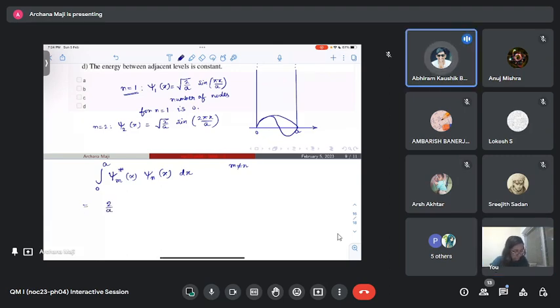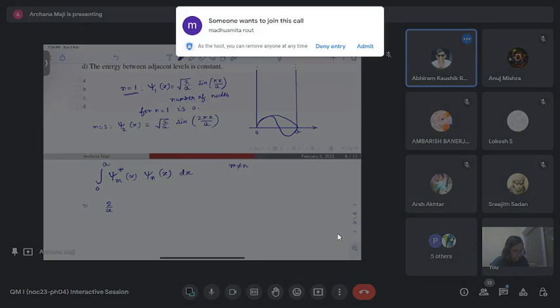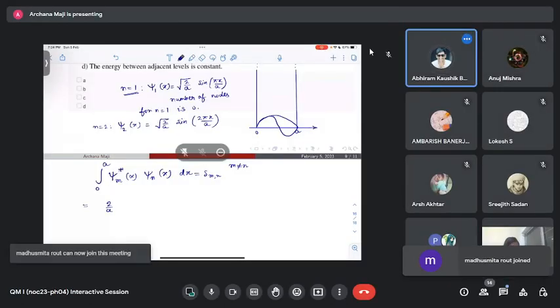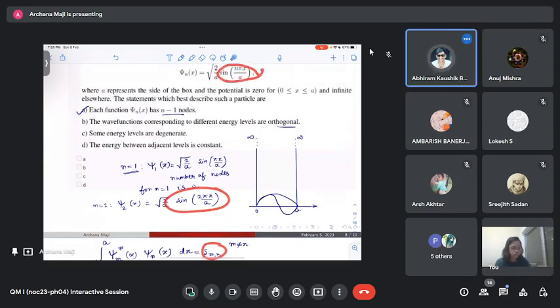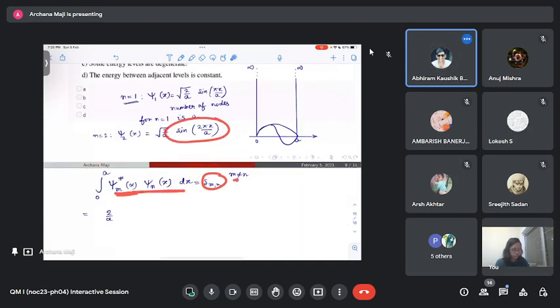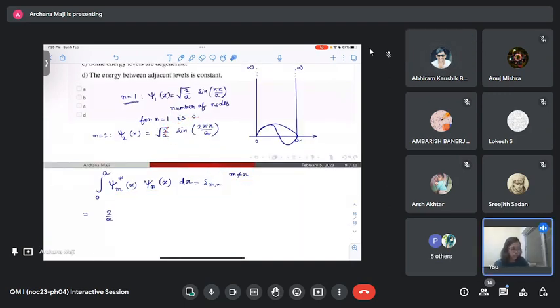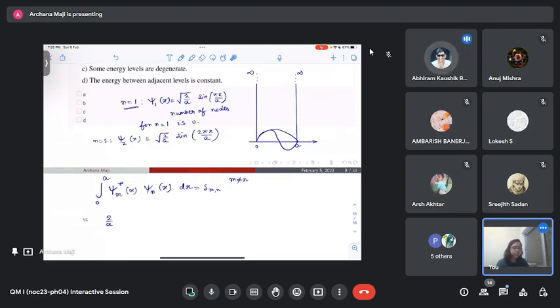Ma'am, we can use the direct Kronecker delta notation here. Yeah, this is actually equal to Kronecker delta. So it is easy to understand. But how do you get this Kronecker delta? Basically from these wave functions. If you try to integrate it, when m is not equal to n, it will be 0. But when m is equal to n, it will be 1, because that's how we have normalized it. It reduces a lot of time. Okay, fine.